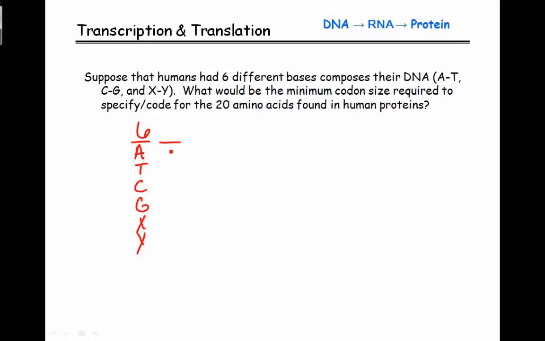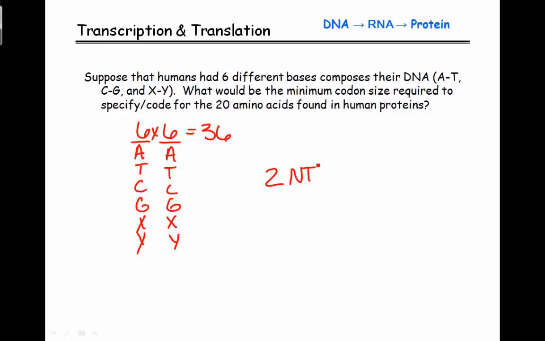If we add yet another position, we've got again our A, T, C, G, X, or Y in this position, so that gives us another 6. And if you look at 6 times 6, we're going to get 36 possibilities, and 36 obviously is more than 20. So the answer to this question would be that we want to read them 2 at a time, or we have a codon size of 2 nucleotides.